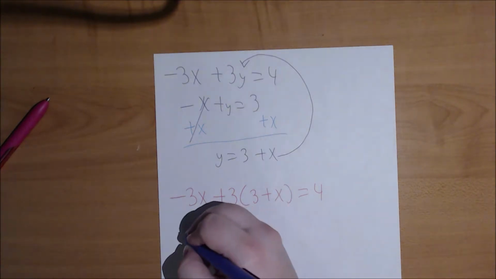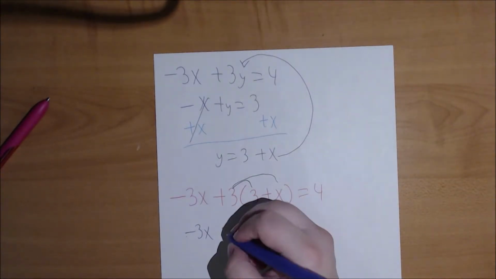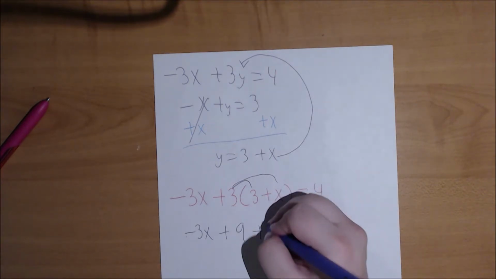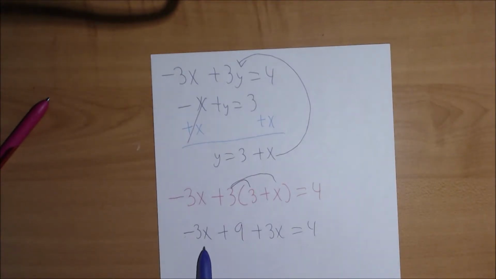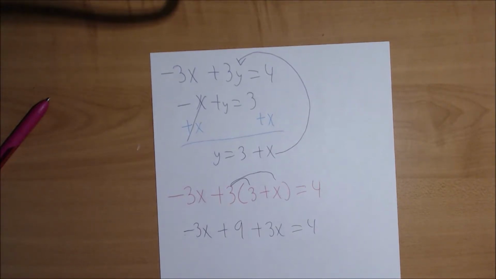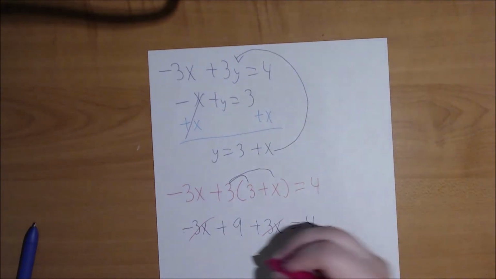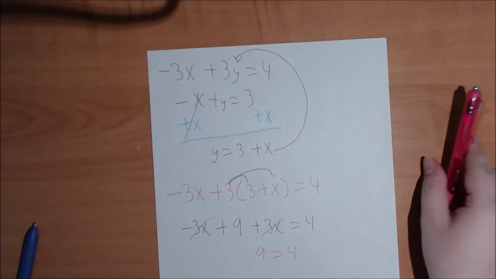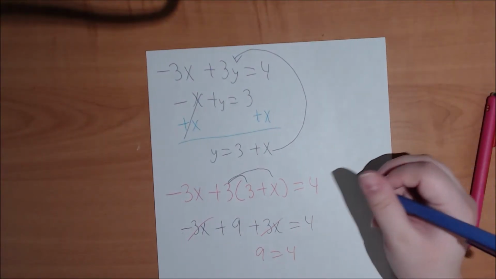So I have negative 3x, and distribute the 3 to both, so I'll have plus 3 times 3 is 9, and 3 times x is 3x, equals 4. So in this one I have negative 3x plus 3x. Whoa, that's weird, they cancel. So negative 3x plus 3x is 0. They cancel, and I'm left with 9 equals 4. Does 9 ever equal 4? No. So I can already tell that there is no solution.